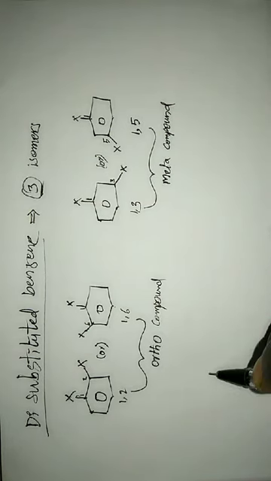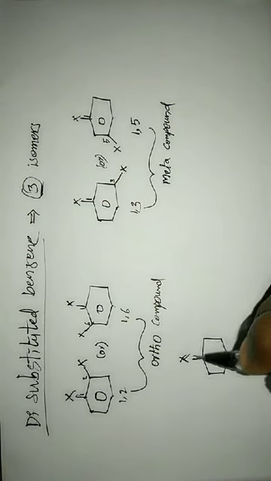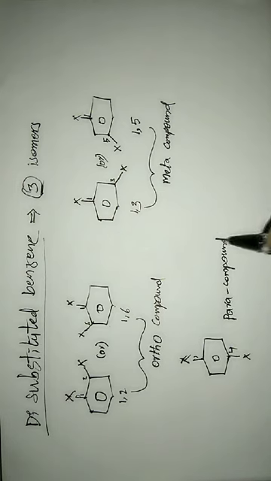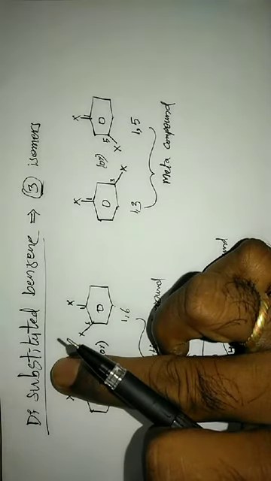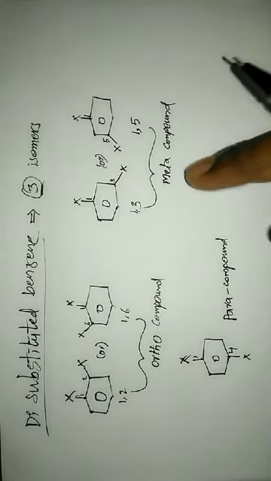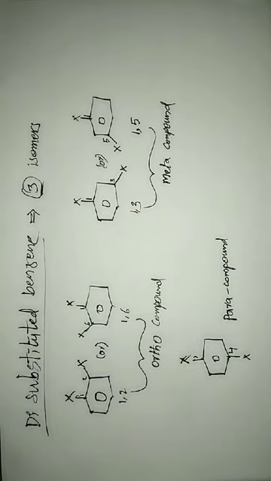The next isomer is 1, 4 disubstituted benzene. This 1, 4 disubstituted benzene is also called a para compound. This is the third isomer. Disubstituted benzene always produces three isomers, that is ortho compound, meta compound and para compound. These are the three isomers possible for disubstituted benzene.